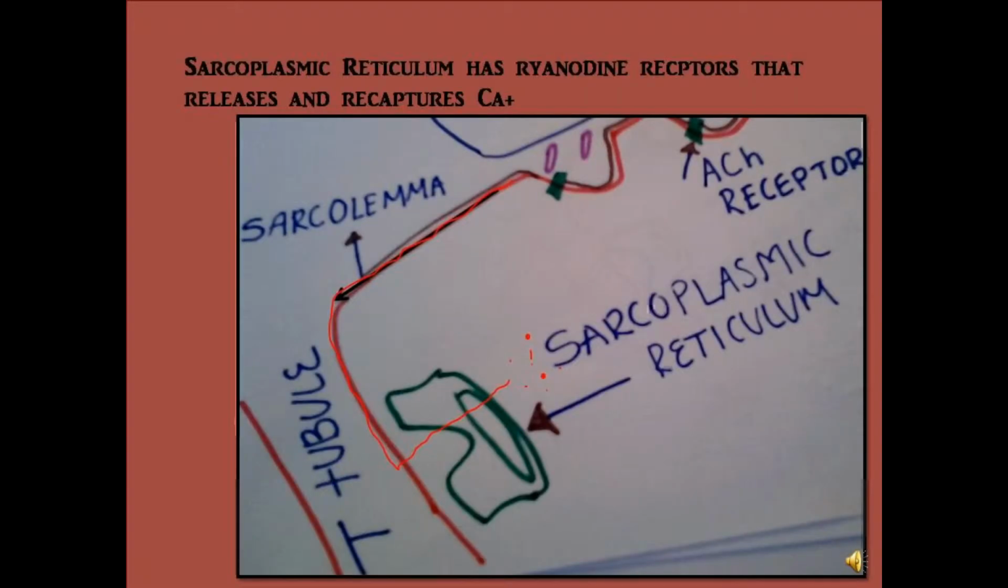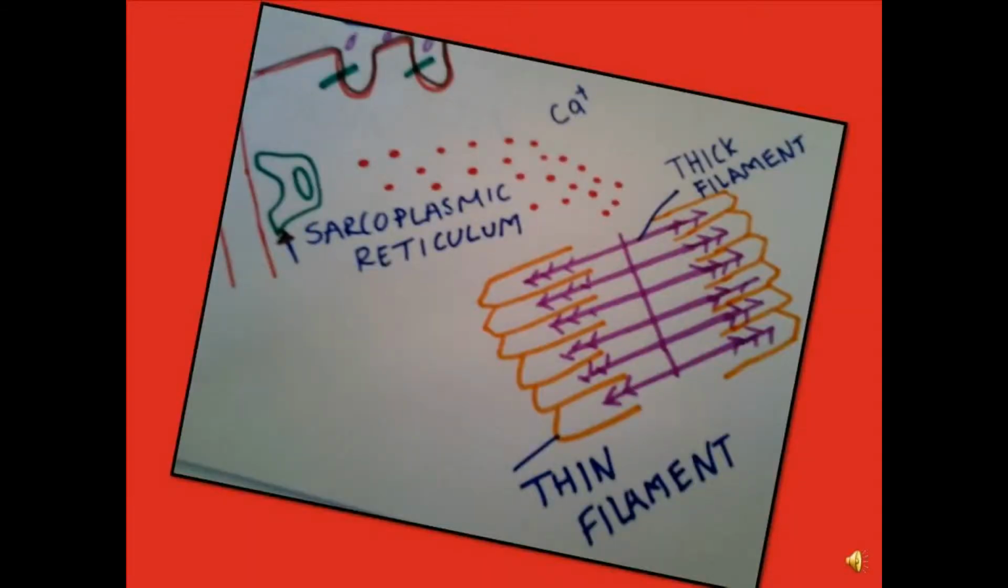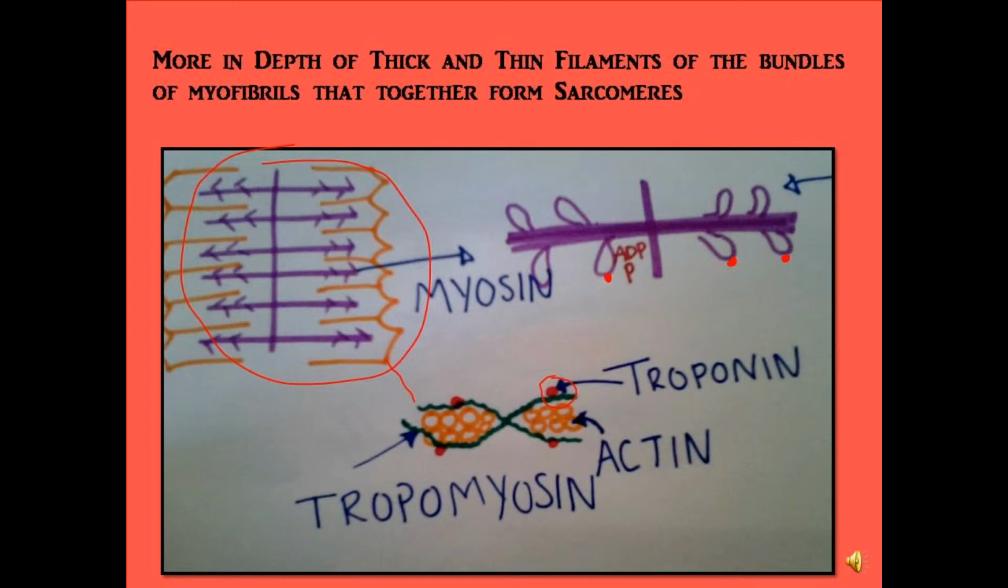Meanwhile, the action potential continues on the sarcolemma, going down into the T tubule, stimulating calcium to be released from the sarcoplasmic reticulum. Now, this calcium doesn't just go anywhere. These are just tiny muscle fibers right here that are just placed together.